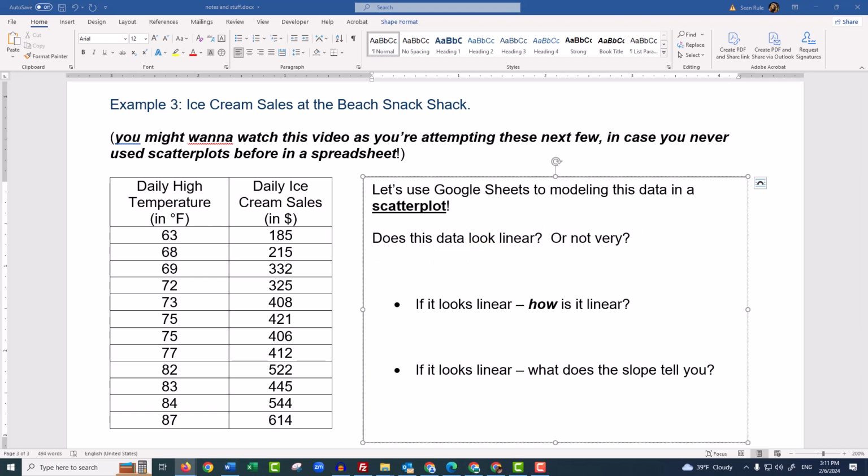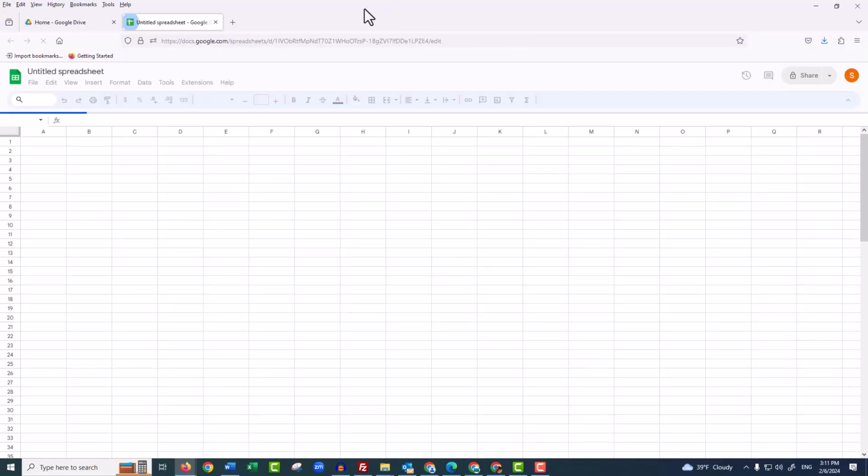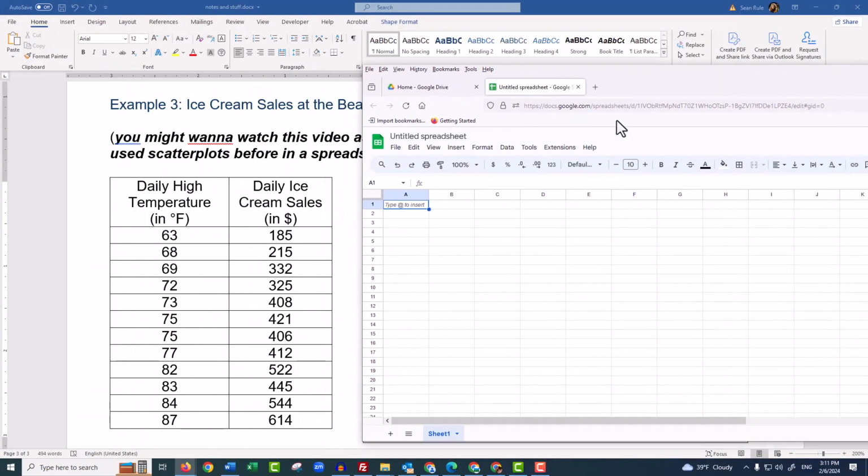So what I'm going to do is open up a Google Sheet here. Give me a sec. Let me get this thing open. All right. Now, let's see. I got to pull this data in. So let me see. I got daily high temperature in Fahrenheit. Make sure it's Fahrenheit. These numbers mean very different things when it's centigrade. And then ice cream sales daily in dollars. Okay.